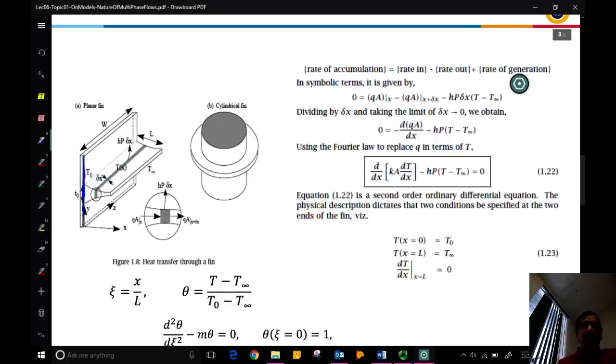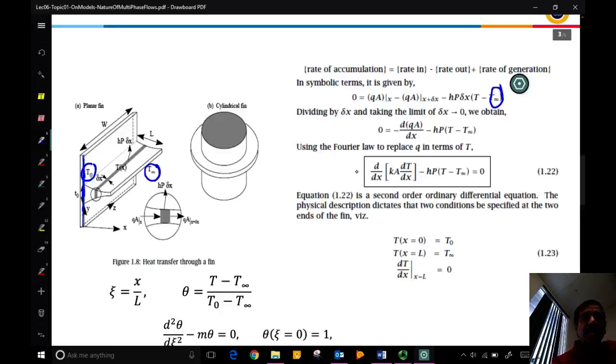Okay, and we set up a steady state energy balance in this case, and that is what you would have seen in an undergraduate heat transfer course. There are a number of parameters that are defined. T0 is the base temperature, and T infinity is the ambient temperature. Here you have it.